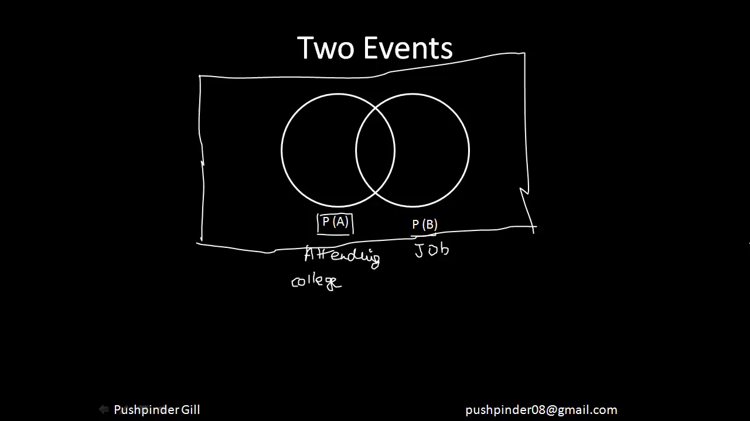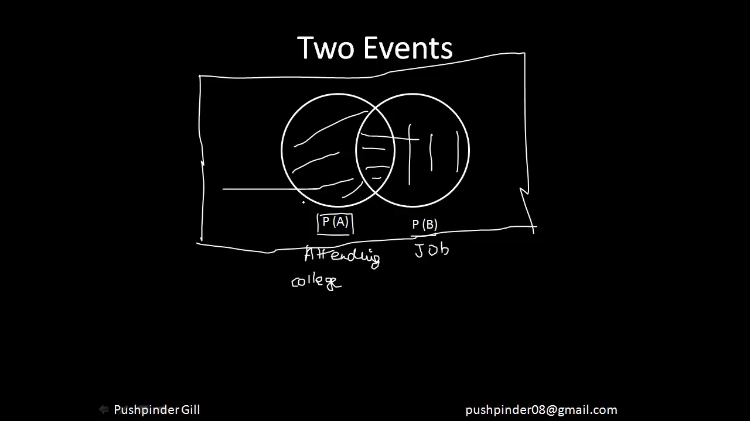So this area which I've shaded represents me only attending the college, not getting a job, but only attending the college. This area over here represents me getting a job but not attending the college. And this area represents me attending a college as well as getting a job. So I have pretty much explained all the possibilities that can happen, right?